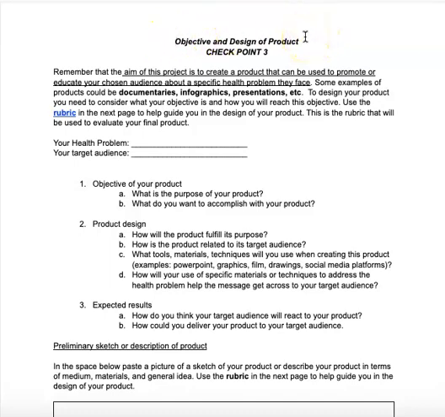So at this point you have collected most of the information that you're going to need through your background and your research. Okay, let's remember the aim of this project is to create a product that can be used to promote or educate your chosen audience about a specific health problem they face. Some examples of products could be documentaries, infographics, presentations, websites, brochures, okay? Anything like that can be a product.